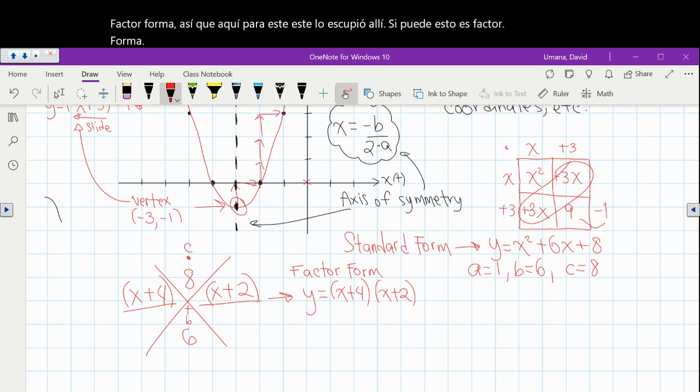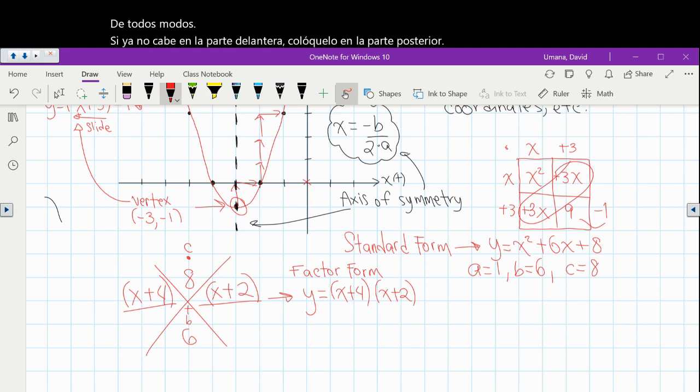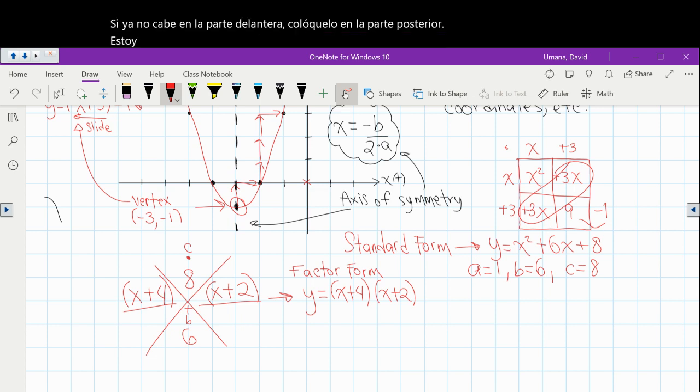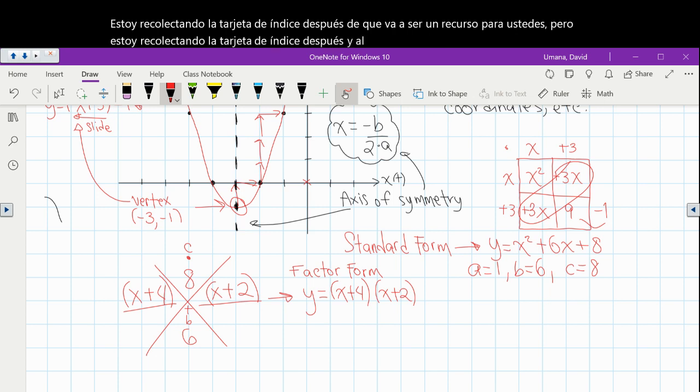Anywhere that it fits. If it doesn't fit in the front anymore, put it in the back. I'm collecting the index card after. It's going to be a resource for you guys, but I'm collecting the index card after. And at the very least, you are able to copy the information, if nothing else.